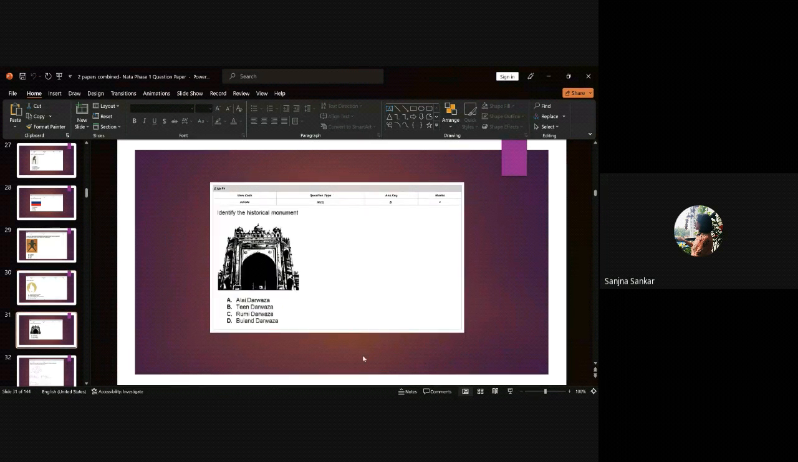Next question, identify the historical monument. The answer is Buland Darwaza, which is option D.